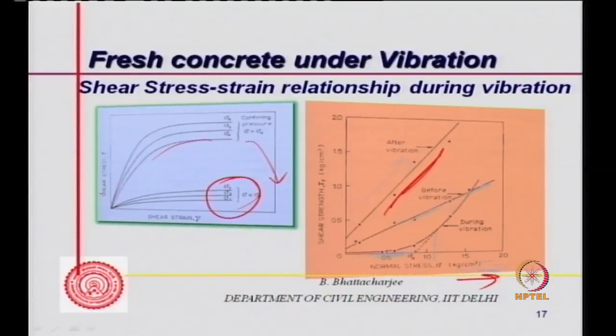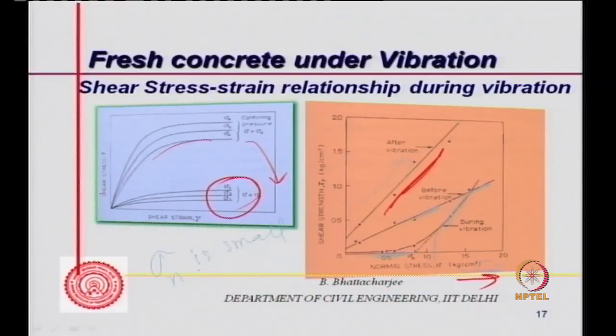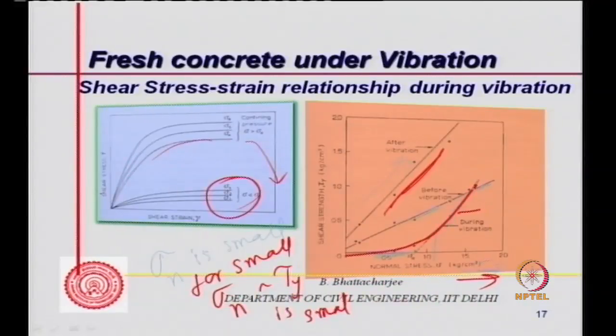So after an increase in the sigma value, you find that it behaves almost, not exactly, parallel to this, but at some value like this. So when your sigma normal applied is small, the yield shear stress tau y is small during vibration. During vibration, it behaves like this. And up to a certain sigma normal value, practically there will be no yield shear stress.